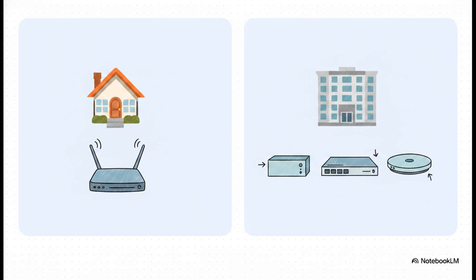Most home networks use an all-in-one box provided by an ISP, like Xfinity, AT&T, Verizon. That single piece of plastic actually contains a router, a small switch, and a Wi-Fi access point, all completely baked into one unit.